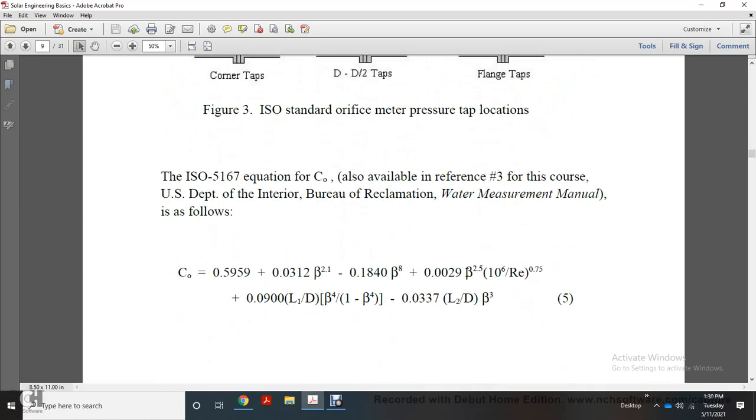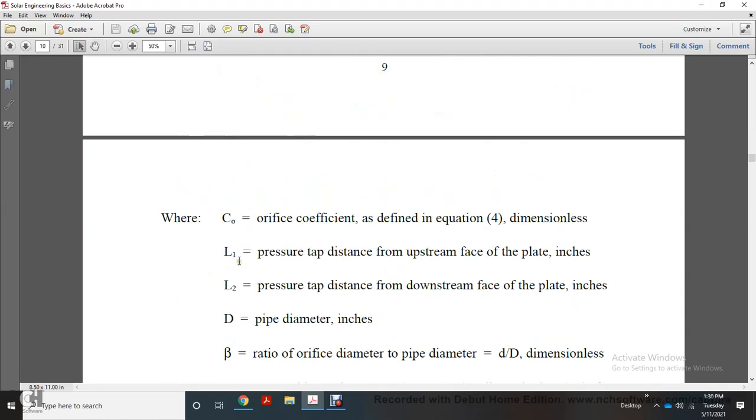The ISO 5167 equation for the orifice coefficient is also available in reference number 3, from the U.S. Department of the Interior, Bureau of Reclamation, Water Measurement Manual. The coefficient is equal to a large equation, where the coefficient is dimensionless. L1 is the pressure tap distance upstream of the face of the plate, in inches. L2 is the pressure tap distance downstream of the face of the plate, in inches.